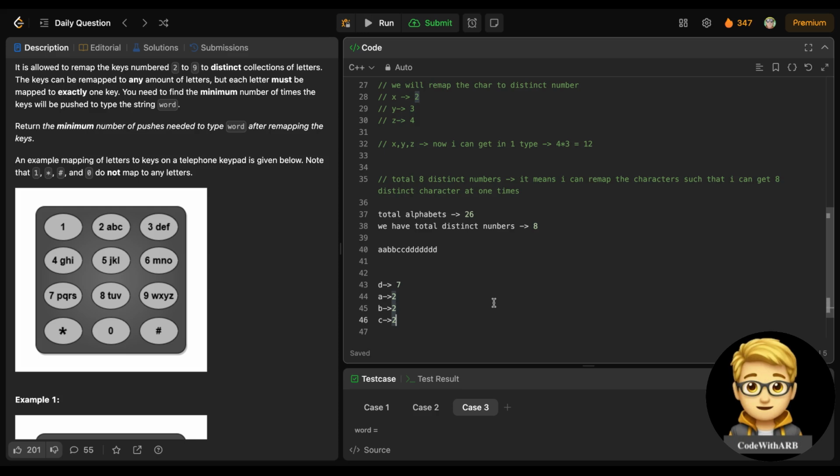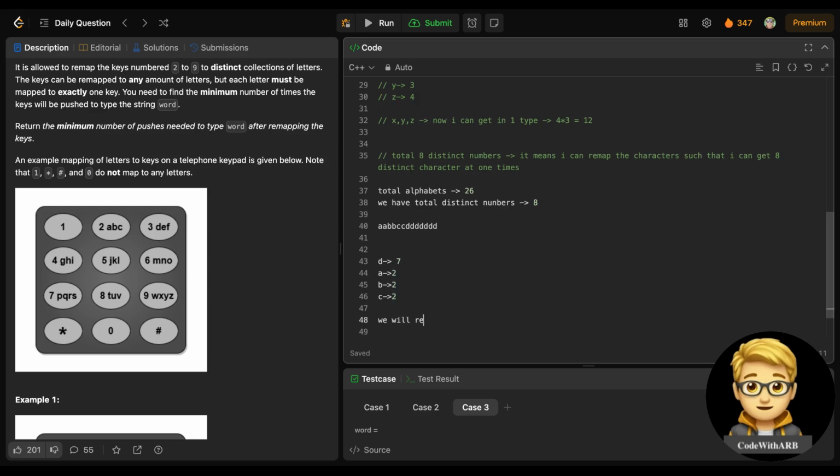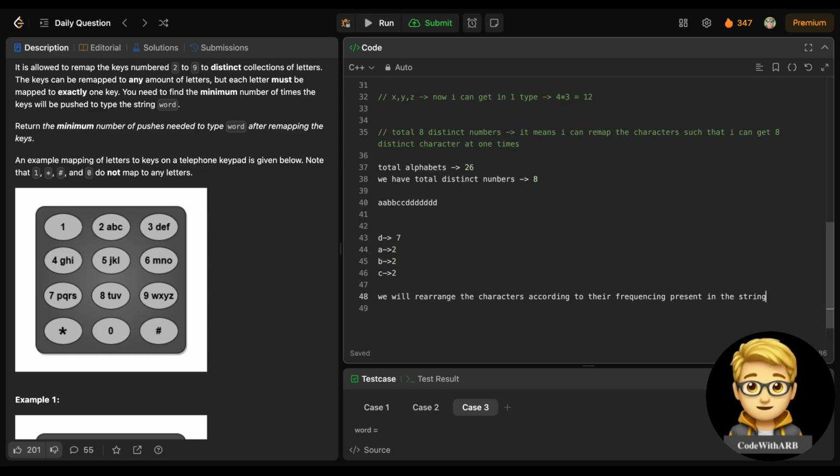What we will do is rearrange the characters according to their frequencies present in the string. The max frequency characters should be typed fewer number of times, right? They must be obtained in fewer number of pushes.